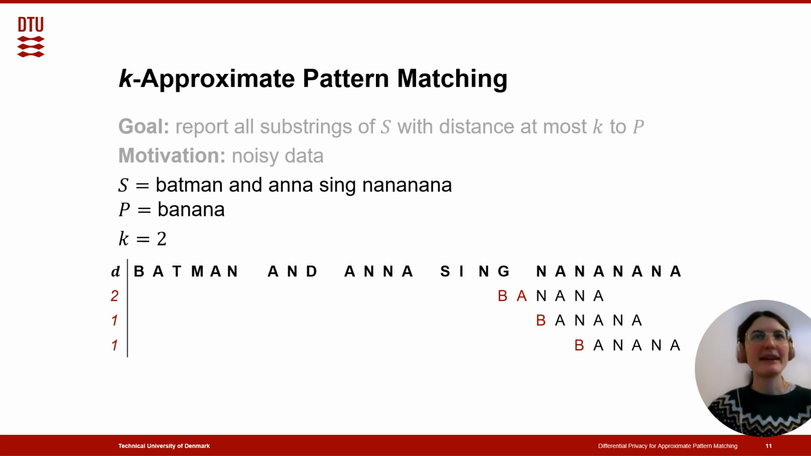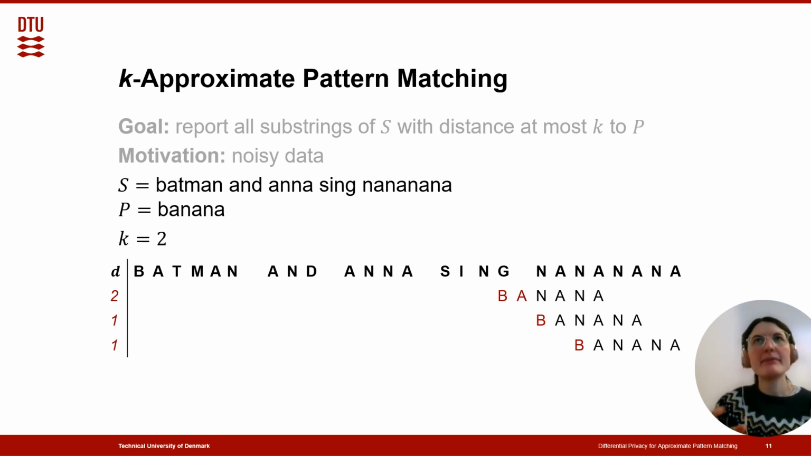So here we have an example again, where our string is again Batman and Anna sing Nana Nana. Now the pattern is P, and we want to find all occurrences of P in S with a distance at most 2. So that is the number of positions between the occurrence of the pattern and the pattern should differ by at most 2. If you look here, we have the occurrence starting at the G in sing of banana, which differs in the first 2 positions. Then for Nana Nana, we only differ in the first position, and again, there's another Nana where we differ in the first position.